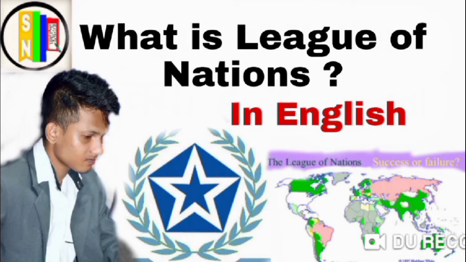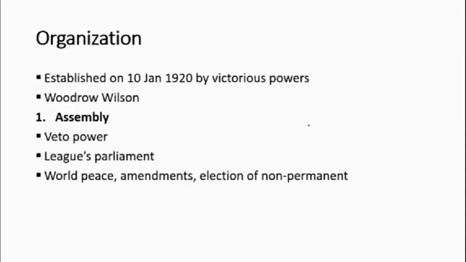So before I start, I will start with a little bit of history. We all know that the First World War started in 1914 and ended in 1919. After the First World War, the victorious powers are those countries which won the First World War. It included England, France, Italy, Japan, and the US.